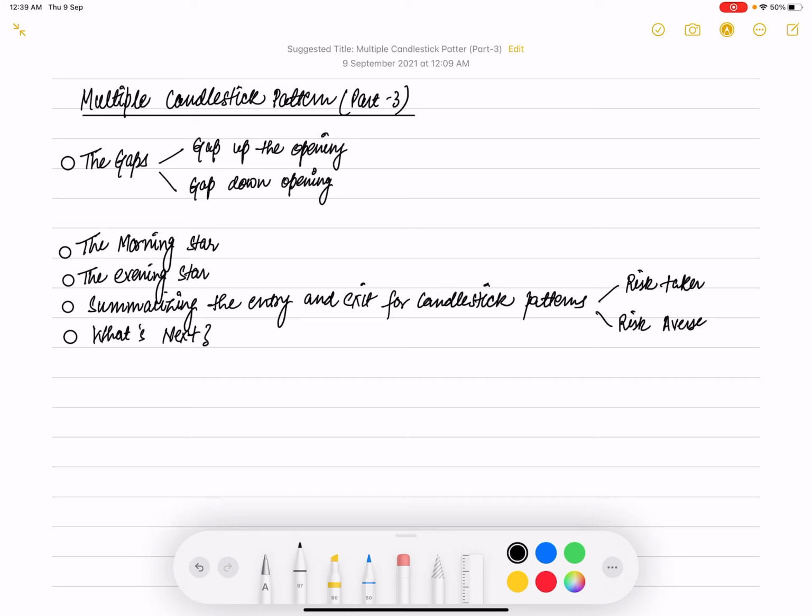The stop loss for a long trade is the lowest low of the pattern. The stop loss for a short trade is the highest high of the pattern. What's next? We have looked at 16 candlestick patterns, and is that all, you wonder?